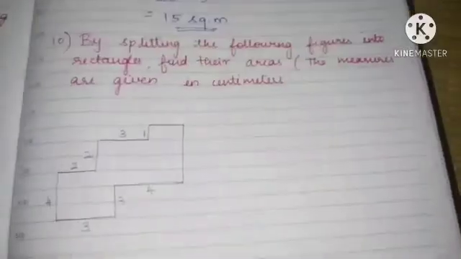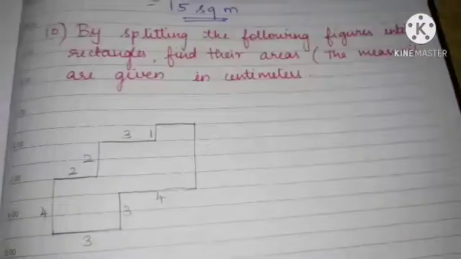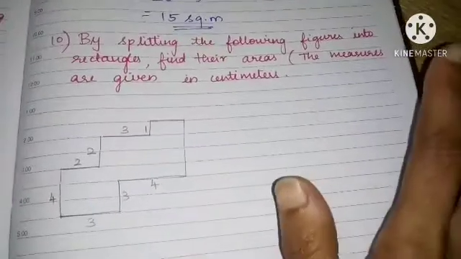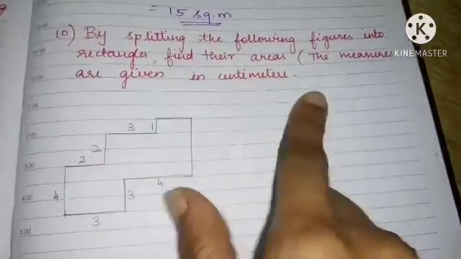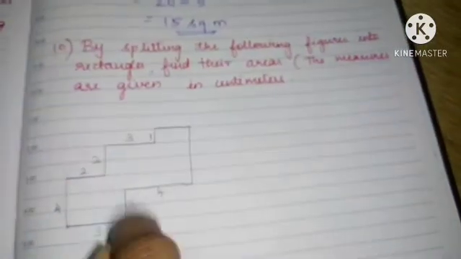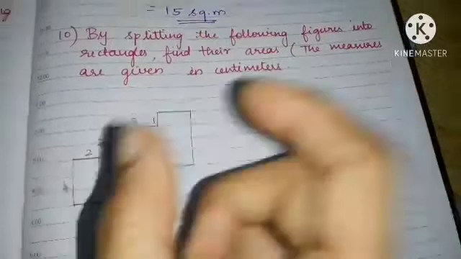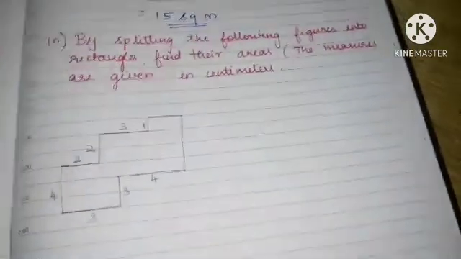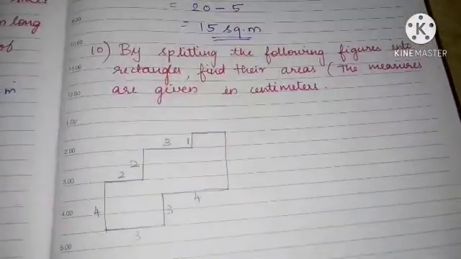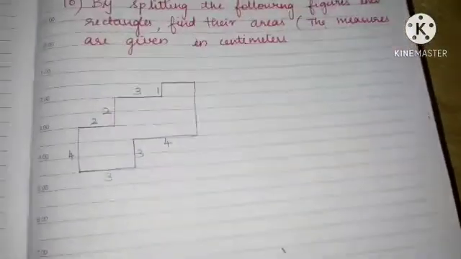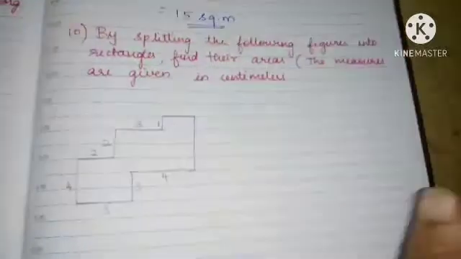Okay, next is your 10th problem. By splitting the following figures into rectangles, we are supposed to find the areas. So this is one figure, an irregular shape figure. We are going to split this figure into rectangles and find the area of the total figure. So first I'm just going to recreate this figure.